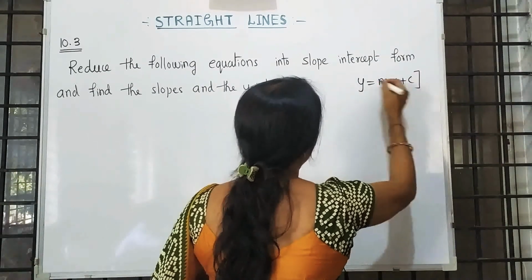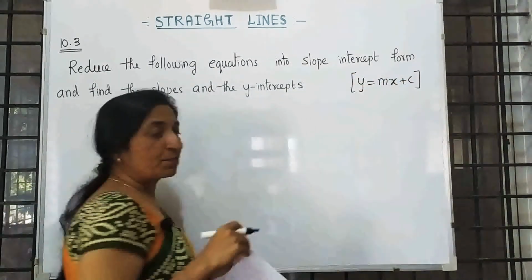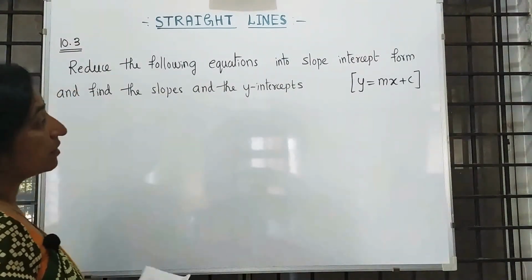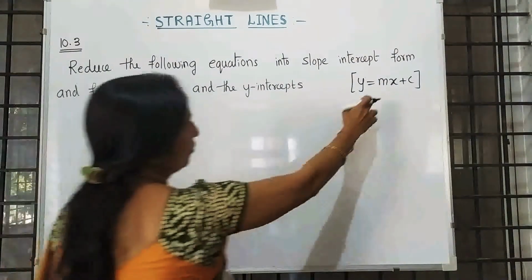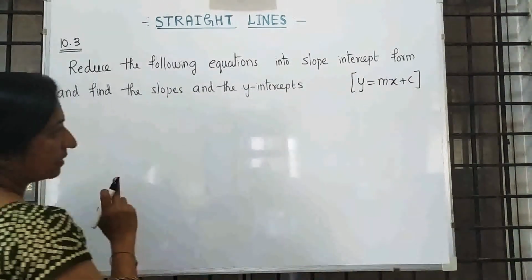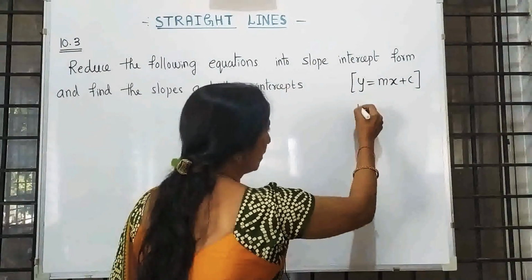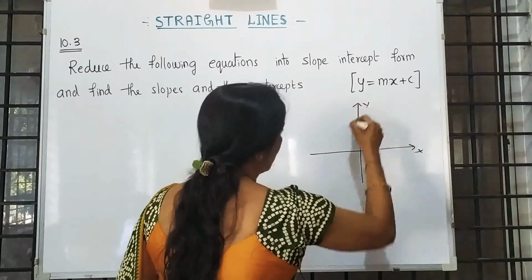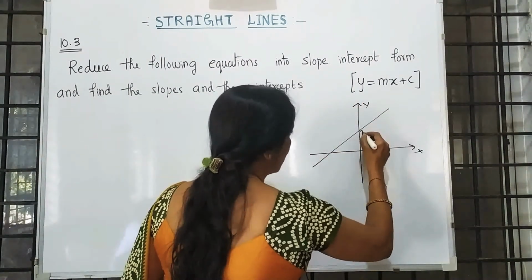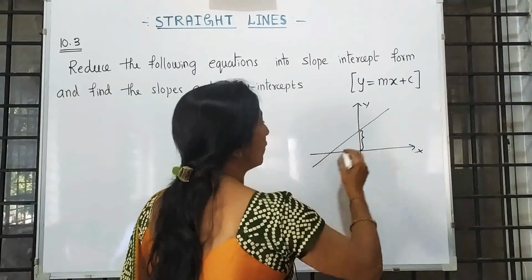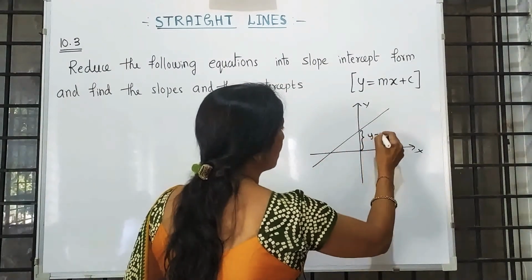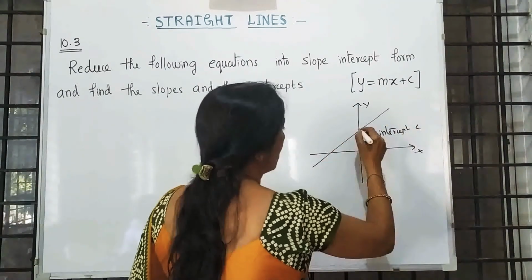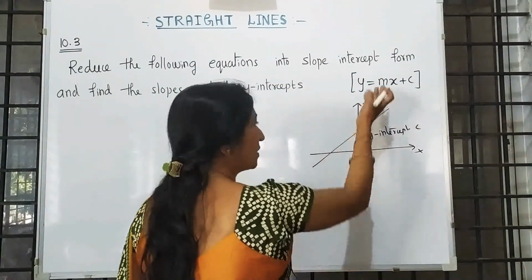This is the slope intercept form. Y is present on the left side, m and the remaining terms are present on the right side. M is the slope and c is the y intercept. Have you remembered that figure? Yes. This is the y axis, this is the x axis, and when you draw the line, where the line cuts the y-axis, that is called the y-intercept, that is c, and how much it bends, that is the slope.